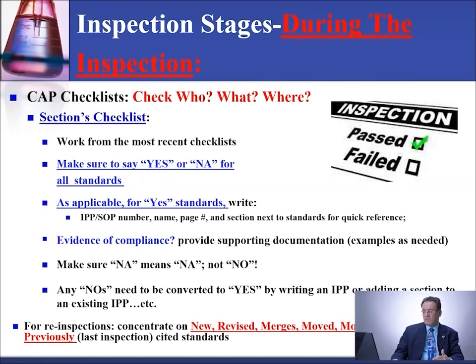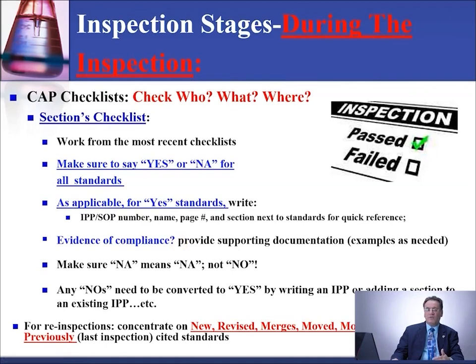As applicable for yes standards, you need to write in next to the standard the AABB number, name, page and section where the compliance or the answer is, okay? If the answer or the compliance is the whole AABB, you just write the number and the name next to the standard. For evidence of compliance, you need to provide the supporting documentation.